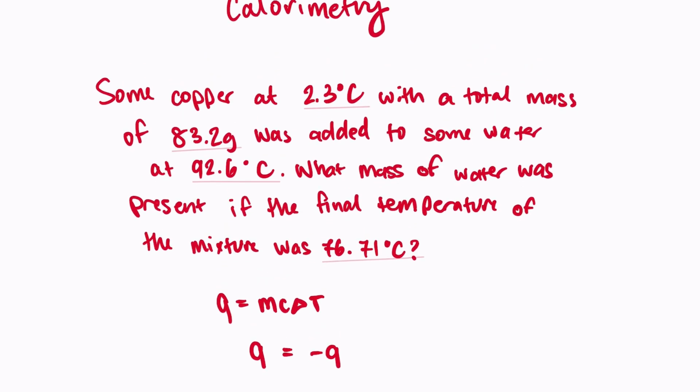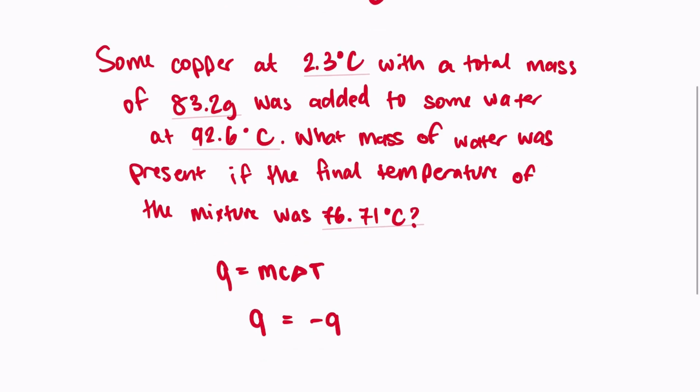It says some copper at 2.3 degrees Celsius with a total mass of 83.2 grams was added to some water at 92.6 degrees Celsius. What mass of water was present if the final temperature of the mixture was 76.71 degrees Celsius? So we're looking for the mass of water, which means first we want to solve for the Q of copper. We have everything we need to solve for copper, so we'll start with that.